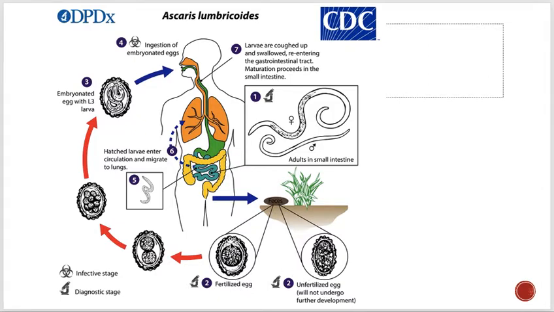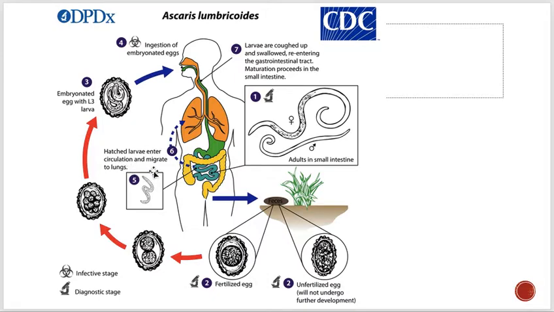So what happens when these eggs reach the soil? The first stage larva develops into the second stage larva. This second stage larva is going to hatch in the presence of alkaline conditions. So they are going to hatch.